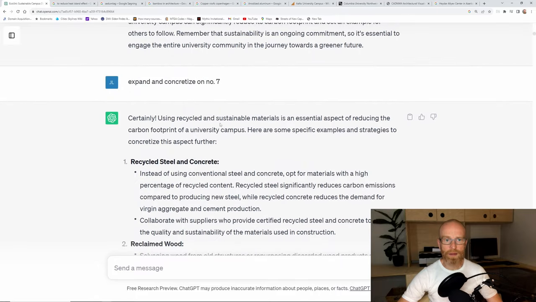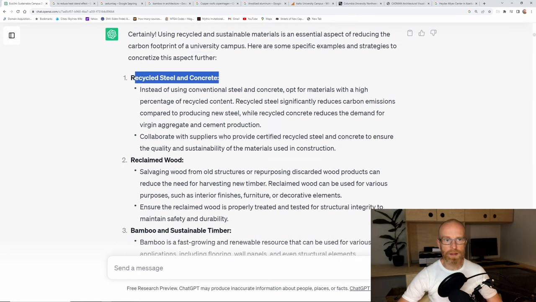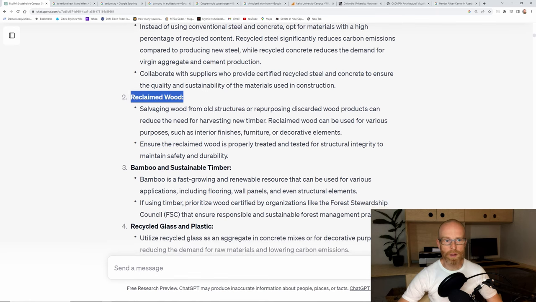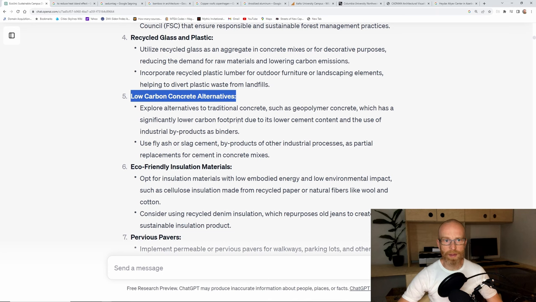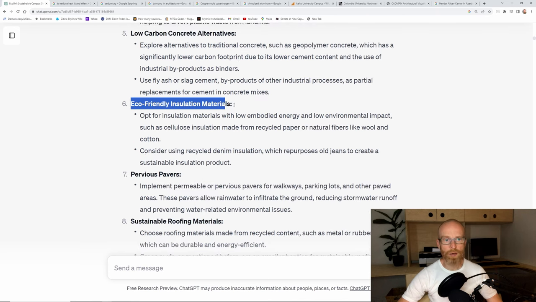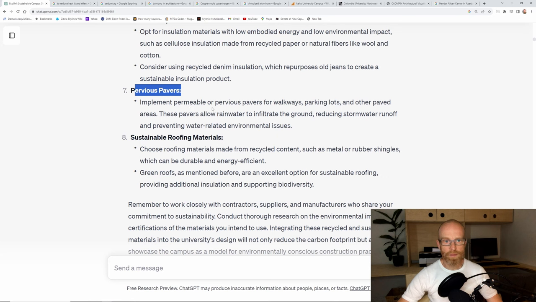Using recycled and sustainable materials is an essential aspect of reducing the carbon footprint of a university campus. Here are some specific examples and strategies. Recycled steel and concrete, reclaimed wood, bamboo, and sustainable timber, recycled glass and plastic, low carbon concrete alternatives, eco-friendly insulations. There are some examples of that. Pervious pavers to drain rainwater from the urban spaces, and sustainable roofing materials.